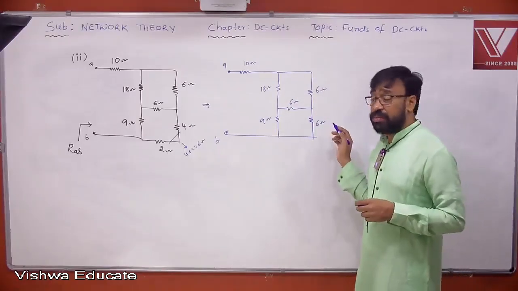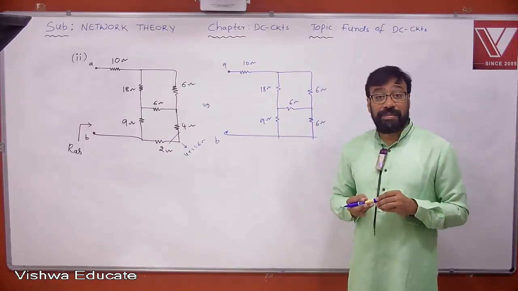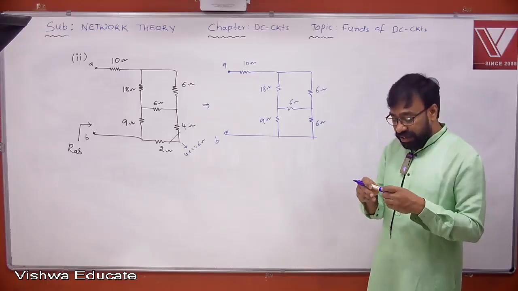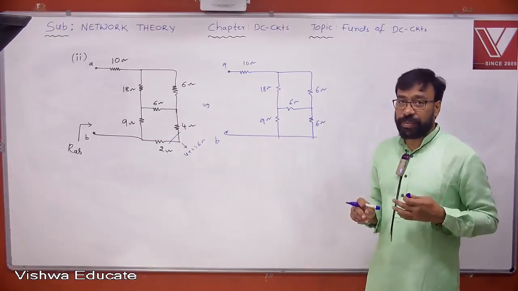I think you can closely observe. 6 by 9 is not same as 6 by 18. It is an unbalanced bridge. Bridge, but it is unbalanced. Under unbalanced condition, you are supposed to solve the network only using star delta transformation.